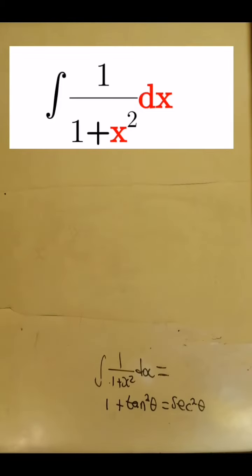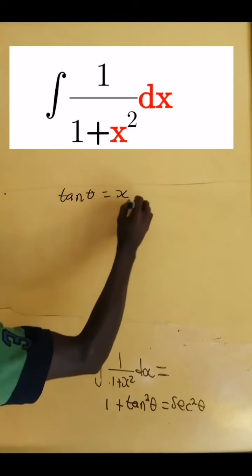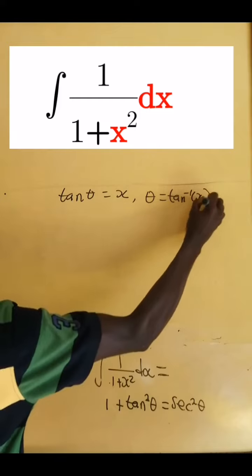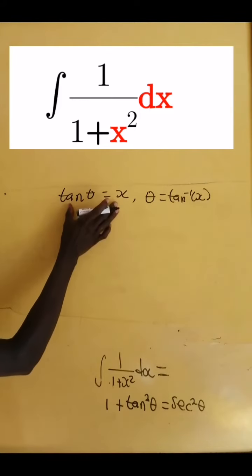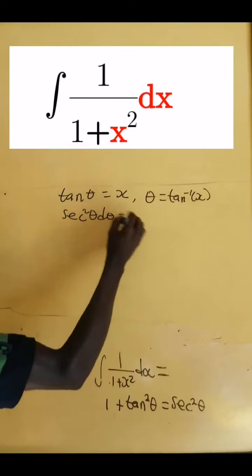What is the integral of 1 divided by 1 plus x squared? Now for this integral, if we let tangent of theta equal x, then theta equals tangent inverse of x. If we differentiate this with respect to theta, then we have secant squared of theta d theta equals dx.